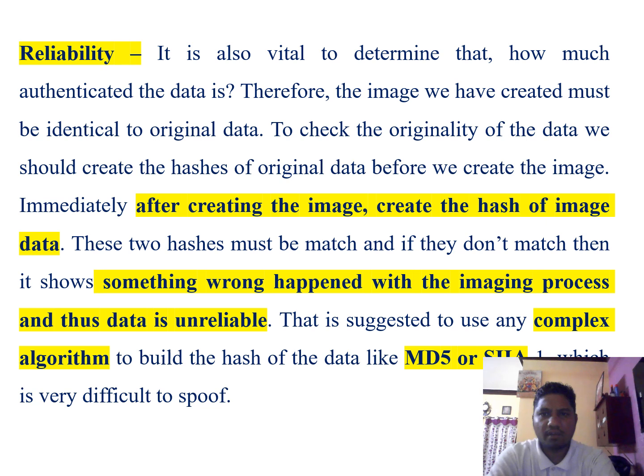To check the originality of the data, we should create a hash of our original data before we create the image, and immediately after creating the image, create the hash of the image data. These two hashes must match, and if they don't match, it shows something went wrong with the imaging process and this data is unreliable. It is suggested to use a complex algorithm like MD5 or SHA to build the hash of the data, as it is very difficult to spoof.